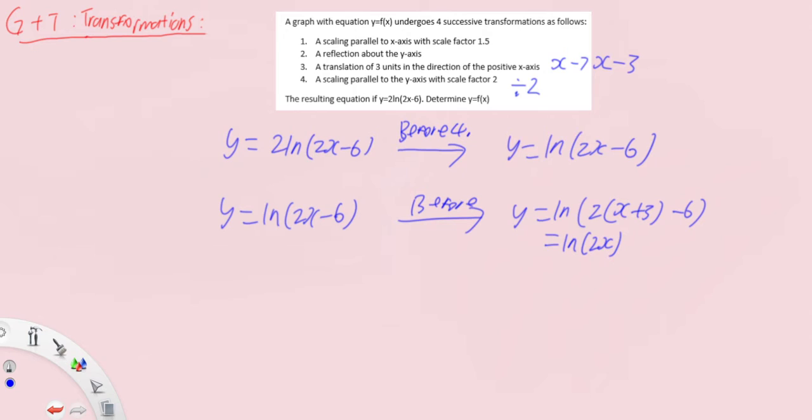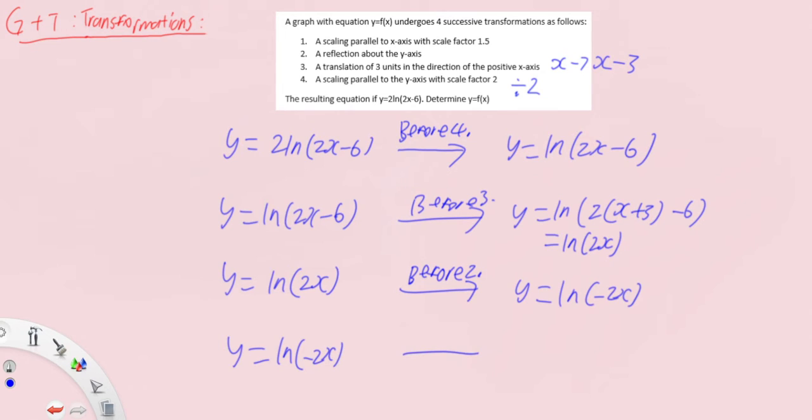Okay, now a reflection about the y-axis. So you know what a reflection about the y-axis does, right? It basically transforms your x to minus x. So now before step 2, we just simply perform the same thing. You reverse the minus, which is basically just reflect back again, we're just applying a minus as well. Alright, so we get y equals ln(minus 2x).